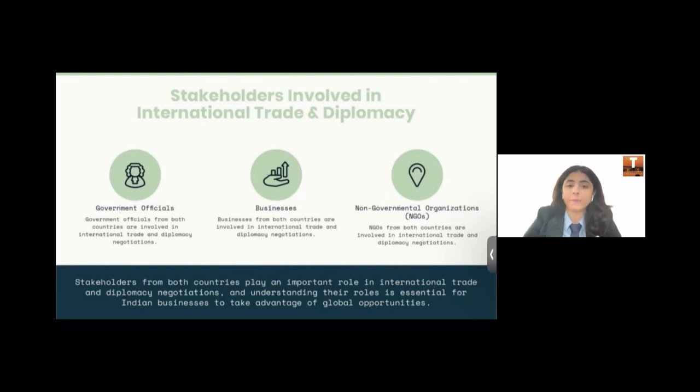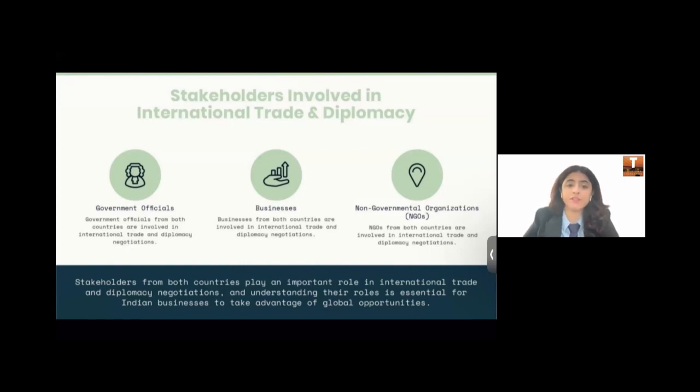Number three, business and industry. Business entities, including multinational corporations, the MNCs, small and medium-sized enterprises, the SMEs, and industry associations, are key stakeholders in international trade. They engage in cross-border transactions, investments, and supply chain activities. Business stakeholders participate in trade negotiations, advocate for favorable trade conditions, and drive economic growth and employment through these activities.